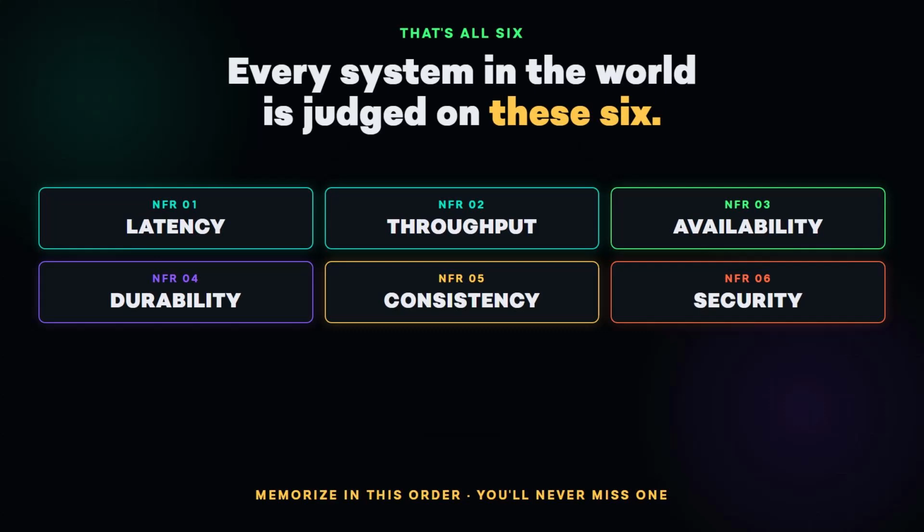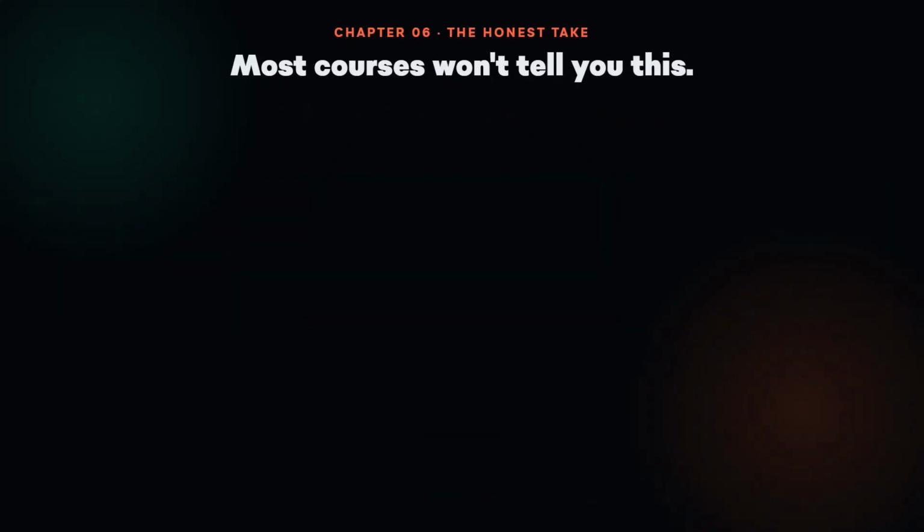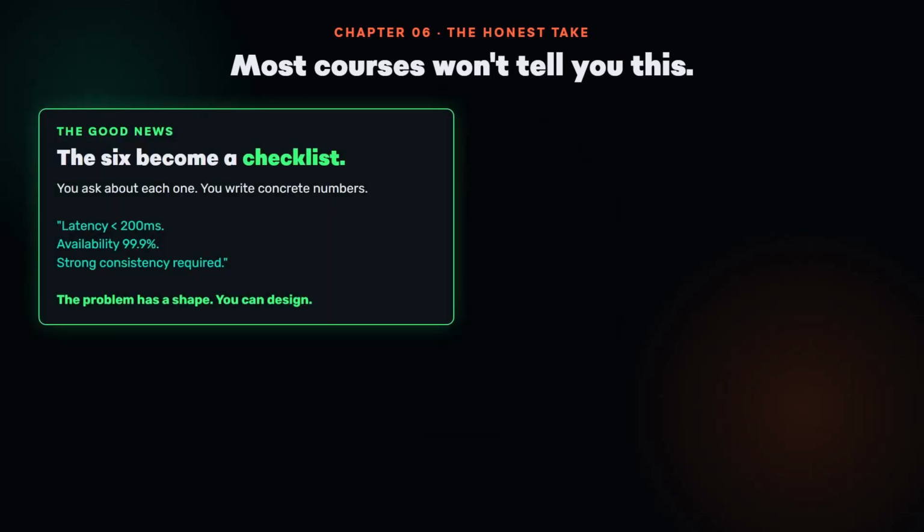I want to be honest with you about something most courses won't tell you. The good news: once you know these 6 categories, every system design question becomes a checklist. You ask the interviewer about each one. You write down concrete numbers. Latency under 200 milliseconds. Availability 99.99%. Strong consistency required. The problem has a shape and you can start designing.